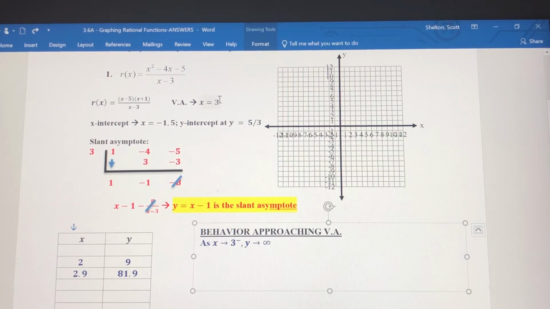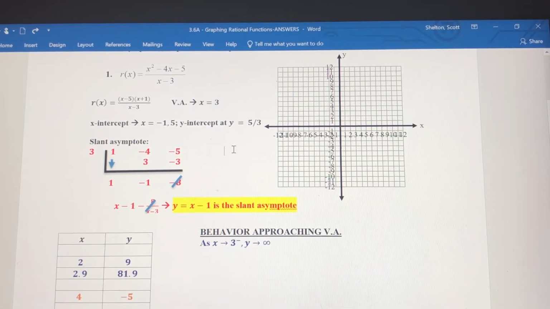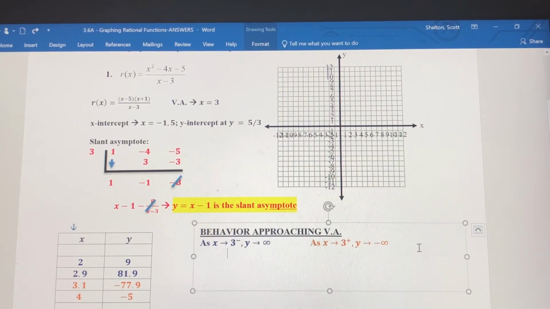Now we want to come at that vertical asymptote from the right. So let's plug in 4. When we do that, we get -5 for our value, okay? Let's get a little bit closer to 3. Let's plug in 3.1, and I'm going to get a -77.9, okay? So we keep getting smaller and smaller and smaller. So we say, as x approaches 3 from the right, y is approaching -infinity, okay?